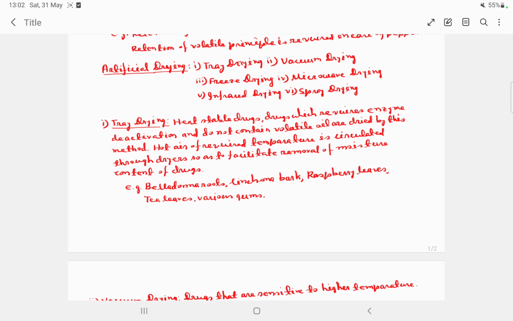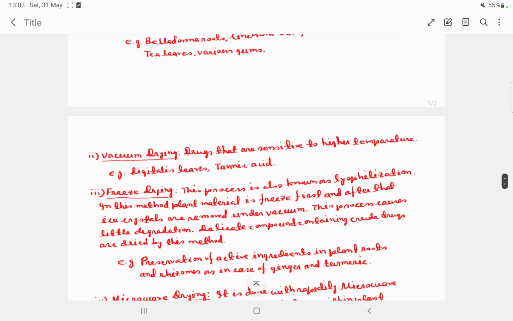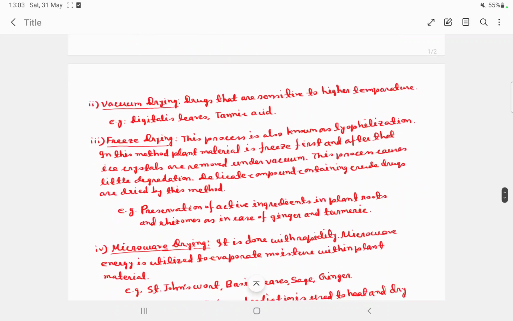Hot air of required temperature is circulated through dryers so as to facilitate removal of moisture content of drugs. For example, belladonna roots, cinchona bark, raspberry leaves, tea leaves and various gums are dried by this method. Vacuum drying: drugs that are sensitive to higher temperature, that is moderately thermolabile drugs, are dried by this method. For example, digitalis leaves and tannic acid.